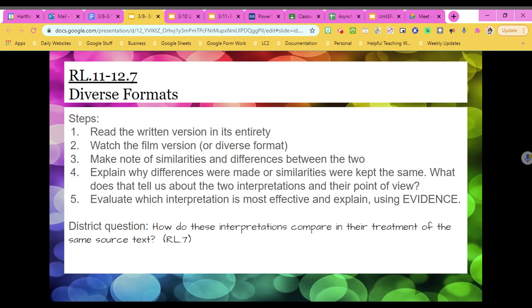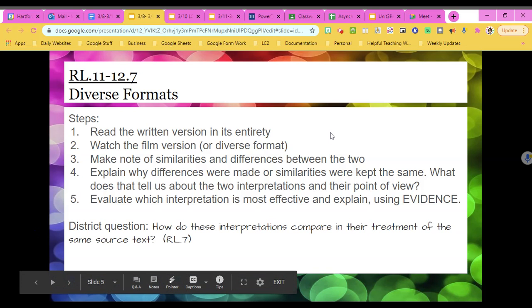The district question reads as follows. How do these interpretations compare in their treatment of the same source text? So you want to talk about some similarities, some differences, and then make your judgment which is most effective and explain why using textual evidence.